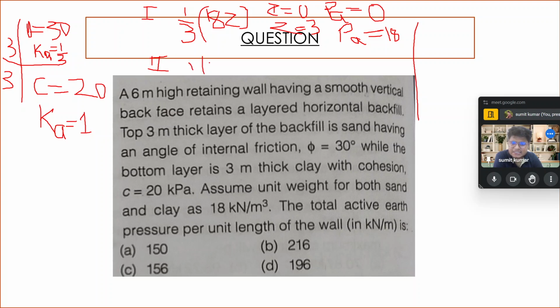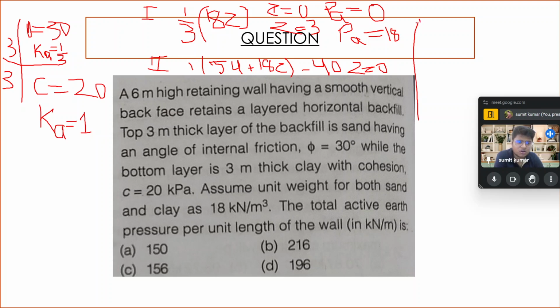Now for the second layer, when I write k gamma z minus 2c root k, k is going to be 1, gamma z this time is going to become first of all 18 to 54, because we take that as surcharge at this point of time, plus 18z, right, minus 2c root k, so minus 40 only, because k is 1. I think I am correct. So over here at z equal to 0, PA is going to be 54 minus 40, that is 14.